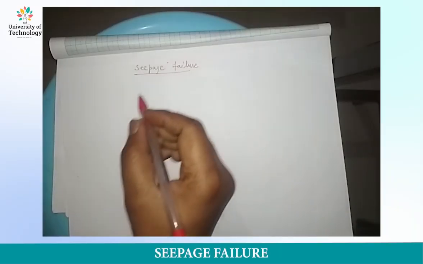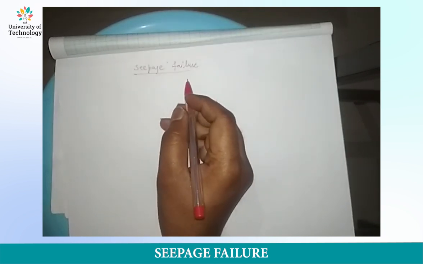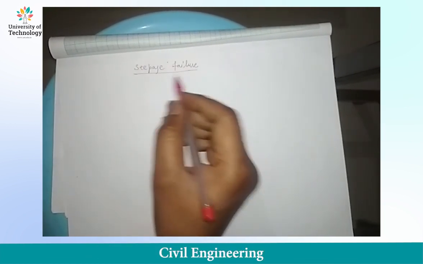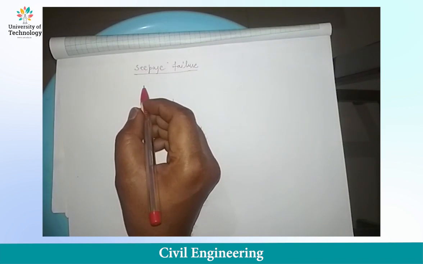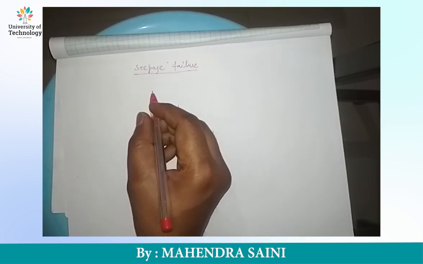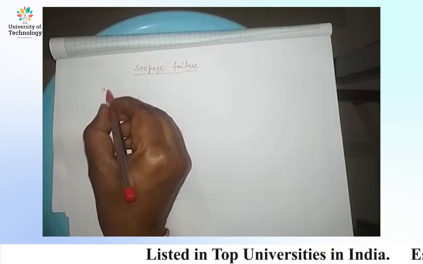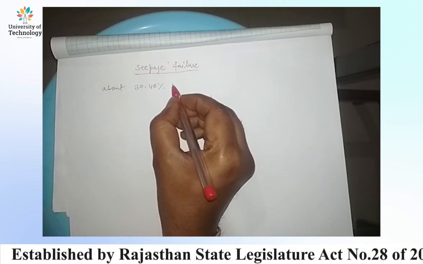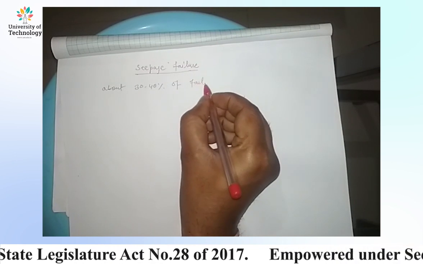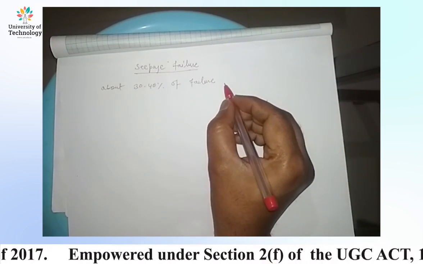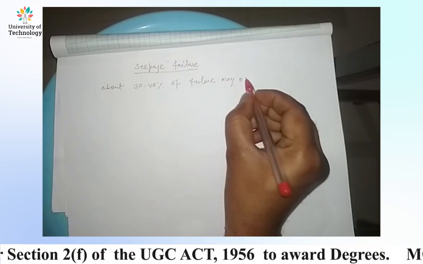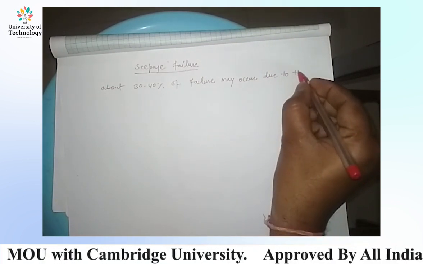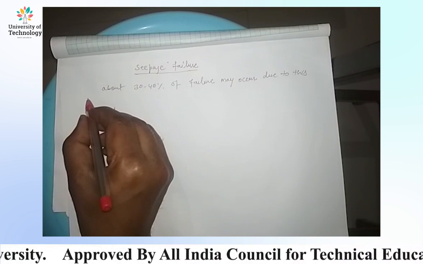Hello friends, today we are going to discuss seepage failure. As you know, it is a major cause of failure of dams. About 30 to 40% of failures may occur due to this seepage failure.